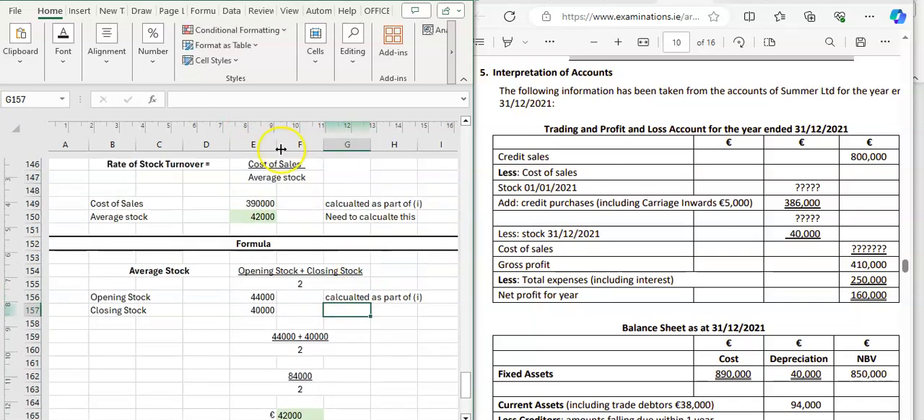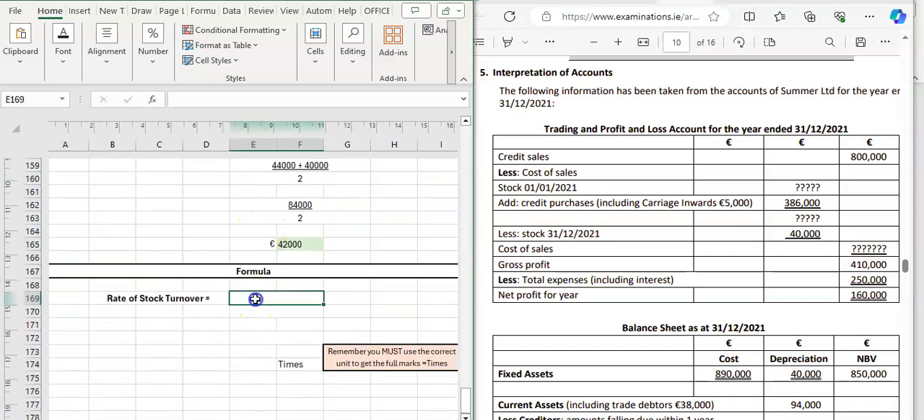So now I have my figures to fill in my formula. My cost of sales is going to be 390,000. My average stock is going to be 42,000. So my rate of stock turnover, so 390,000 cost of sales divided by 42,000, which is my average stock. So when we divide 390 by 42, we get 9.285. So we need to go to 2 places of decimal because that is 5. We want to round it up to 9.29. And remember, the units for this is times.